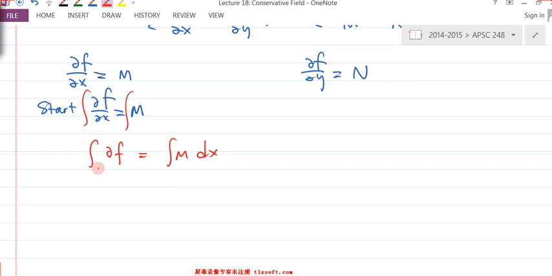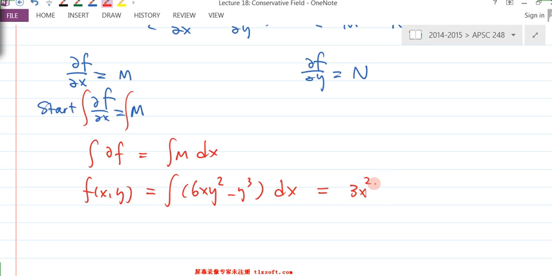The integration of the left side is essentially the scalar function f. The integration on the other side is integrating the M function. M is 6xy squared minus y cubed, and then dx. Give me a couple minutes, we'll be able to finish this. Usually the integration is nothing new. When integrating with respect to x, you consider y as a constant. So what will be the antiderivative for this one here?